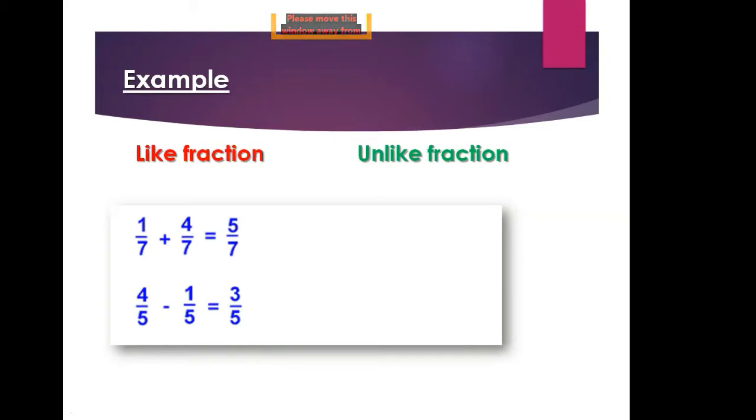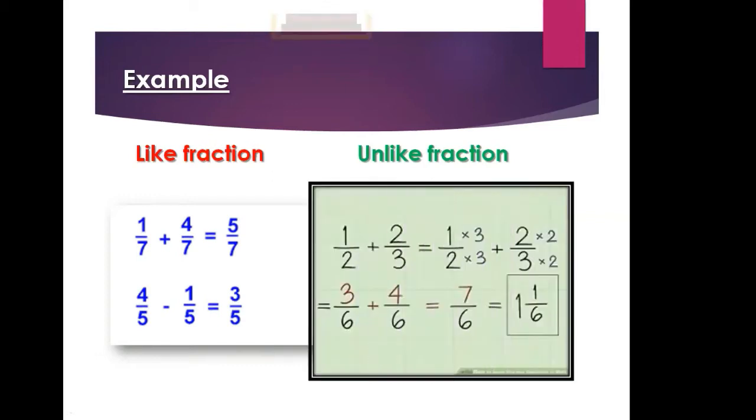Now, we have an example of case number 2, and case number 2 is unlike fractions. Again, I'm repeating, what are unlike fractions? The fractions whose denominators are not the same, whose denominators are different, are known as unlike fractions. Check this example: 1 over 2 plus 2 over 3. You can easily see that we have different denominators, 2 and 3.